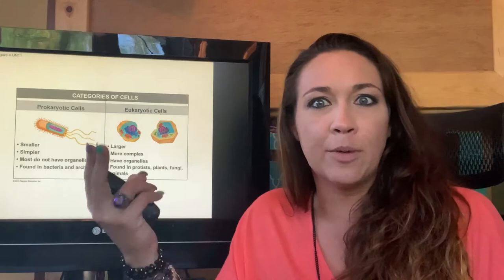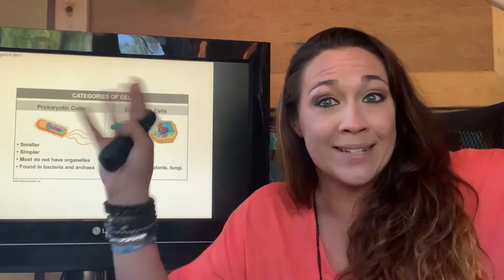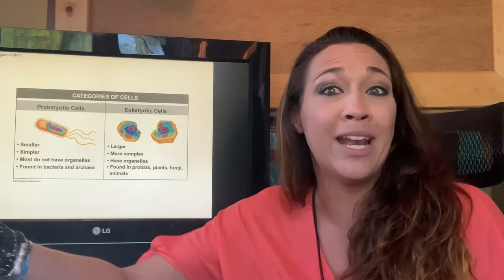And when I say plants and animals and funguses, a plant is not a giant cell. A plant is made up of plant cells. So that cactus is made up of many, many, many plant cells. It's not one giant cell. I have to clarify that.